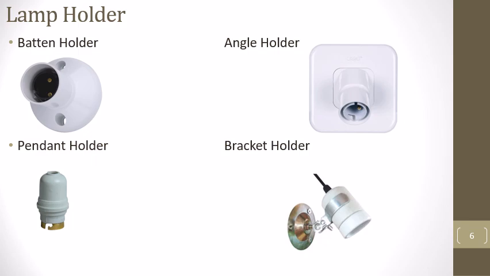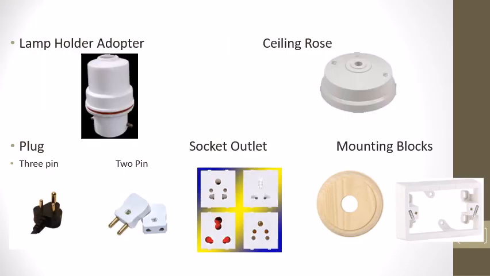Next is the lamp holders. There are different types of lamp holders. There is batten holder, angle holder, pendant holder, bracket holder. Then lamp holder adapters, ceiling roses, plug that is 3 pin and 2 pin, socket outlets and the mounting blocks. So these are some pictures of it.